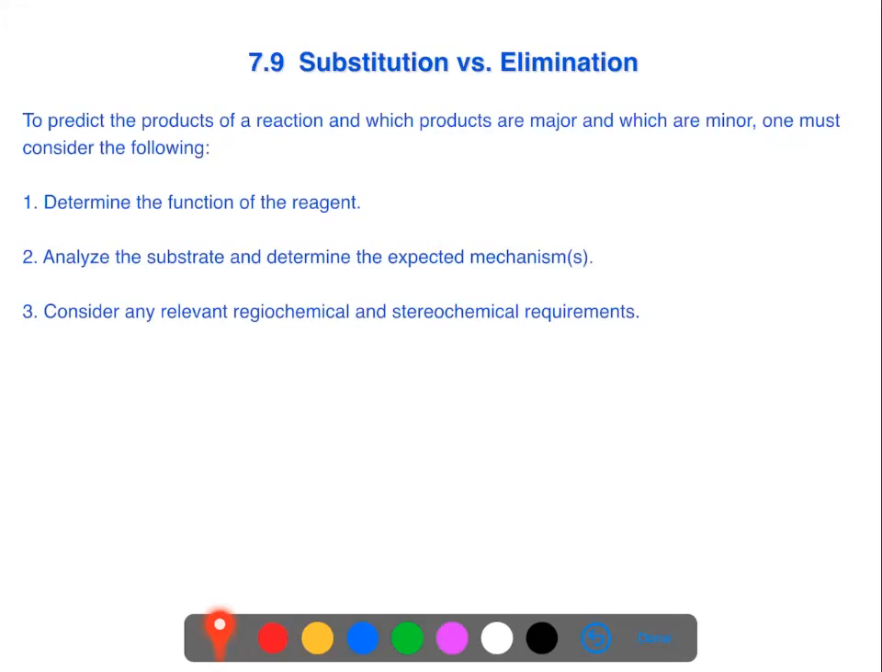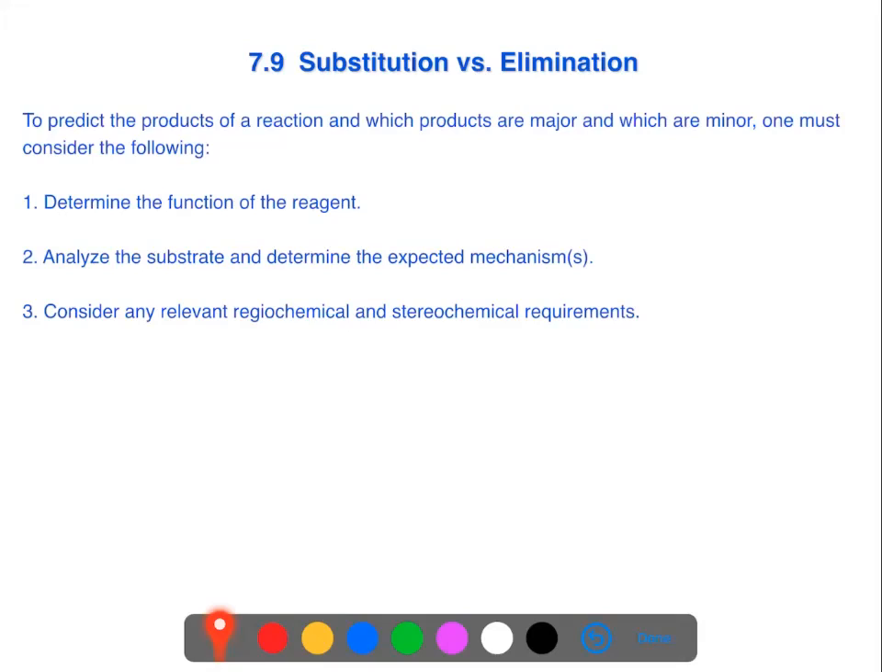In this video, we're going to discuss section 7.9, substitution versus elimination. In this last subsection of section 7, we're going to discuss how one can determine whether or not the outcome of a reaction is going to produce a substitution product versus an elimination product. And of those products, are there any regiochemical or stereochemical outcomes that one needs to consider?